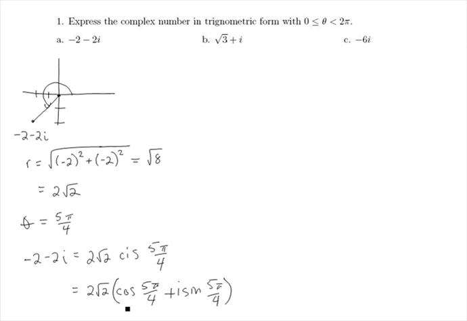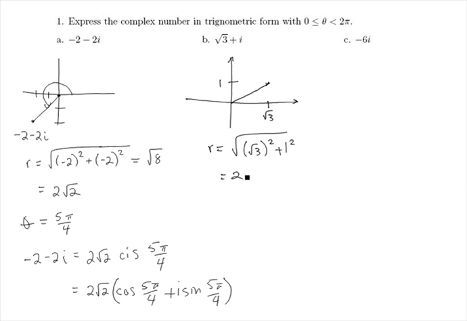For the second one, we're going to do the same thing. Draw a picture, radical 3, which is larger than 1. 1 is here, and so there's our point. We're going to find this radius. r is going to be the square root of radical 3 squared plus 1 squared. So we get 3 plus 1. Square root of that is 2. And then this angle here is a nice pi over 6 measured angle. So the trig form for radical 3 plus i is 2 cis pi over 6.